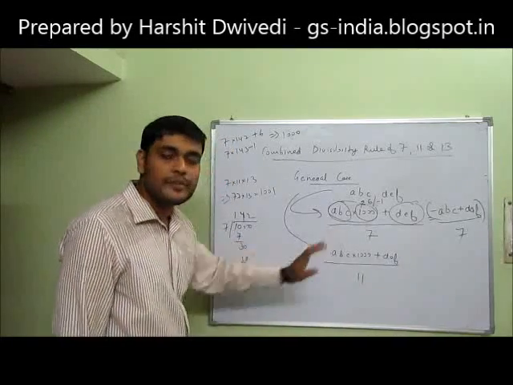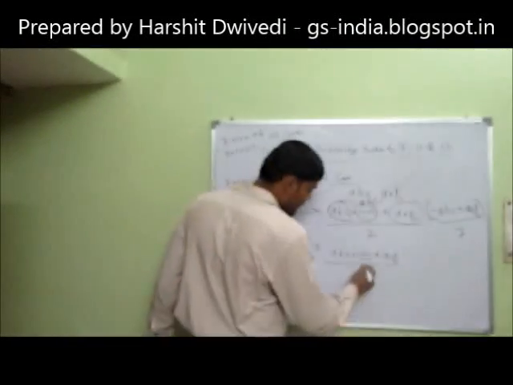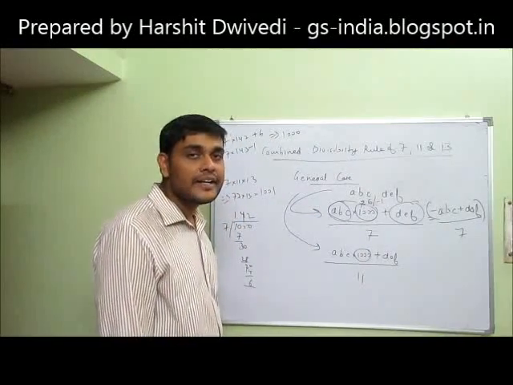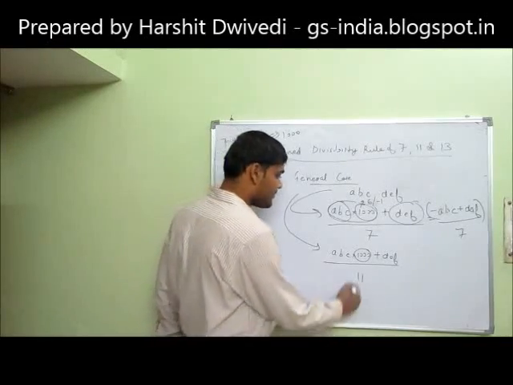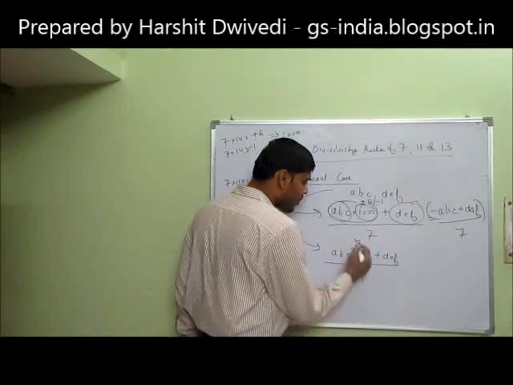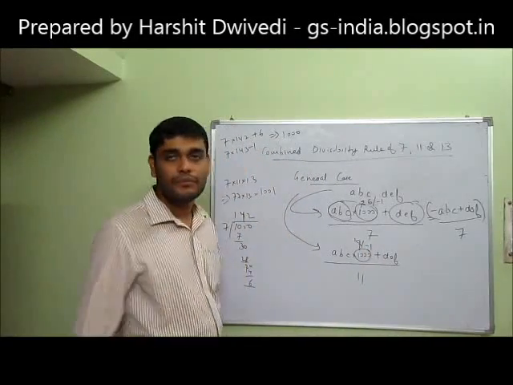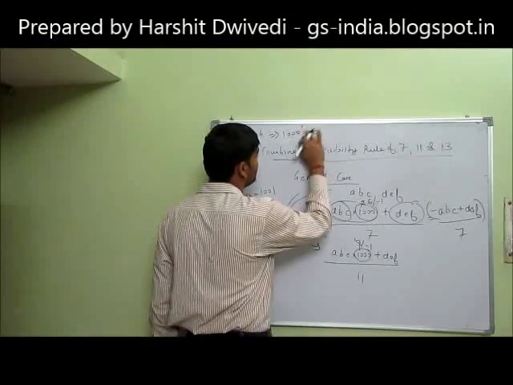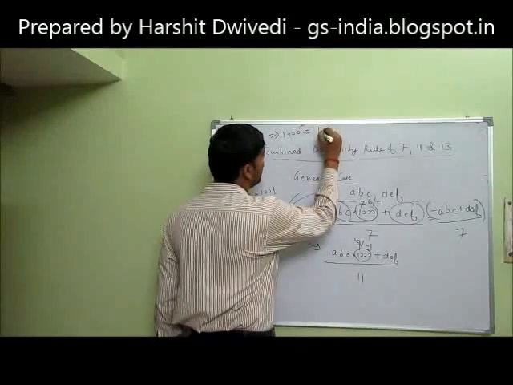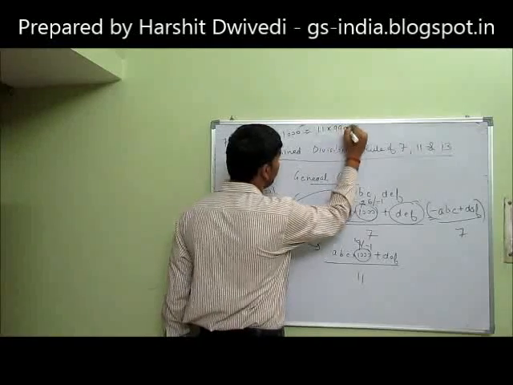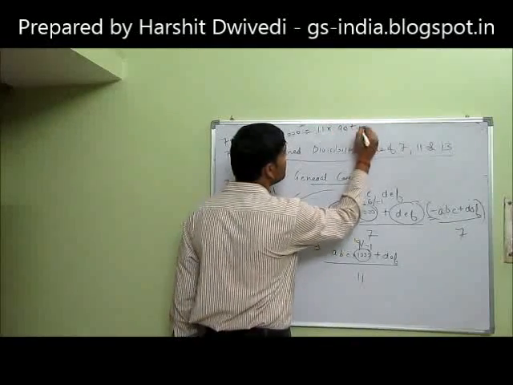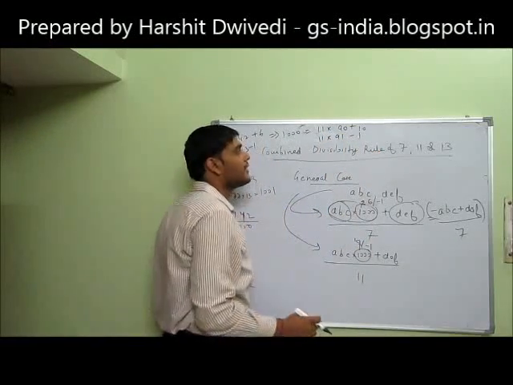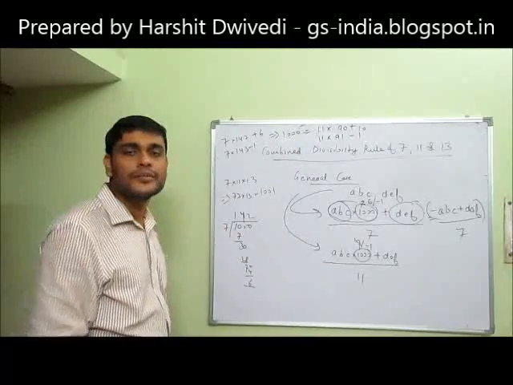Now I'm checking the divisibility of this number by 11. What am I going to get? If I divide this 1000 by 11, 11 into 90 is 990. So the remainder will be 10 or -1, because you can write this 1000 as 11 into 90 plus 10, or 11 into 91 minus 1. Both are the same thing.